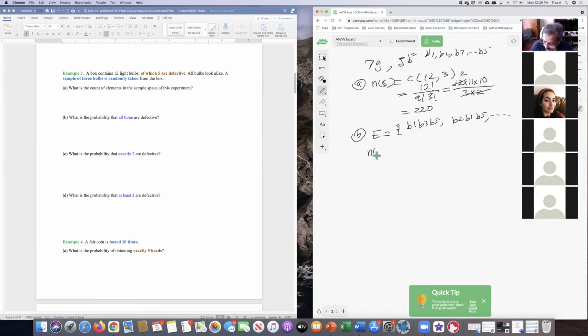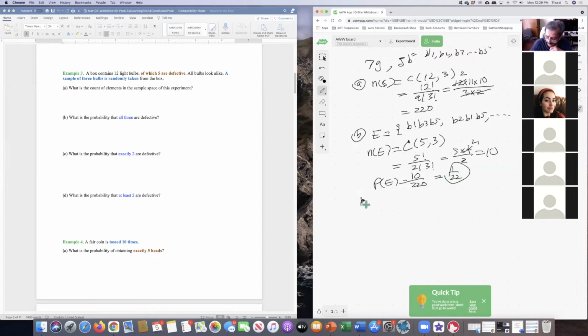So how do I count this? Anybody? It's clearly a combination of what numbers? 5, 3. Right, all 3 have to come from the 5 bad ones. So 5, 3. And that's factorial 5 over 2 times 3. And that's 5 times 4 over 2, equal to 10. So the probability for that event is 10 over 220, equal to 1 over 22.